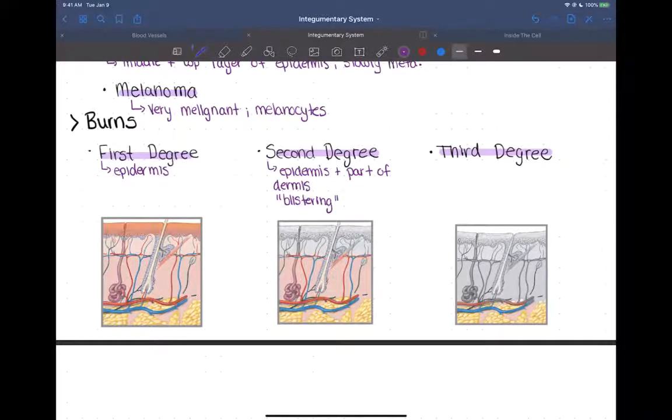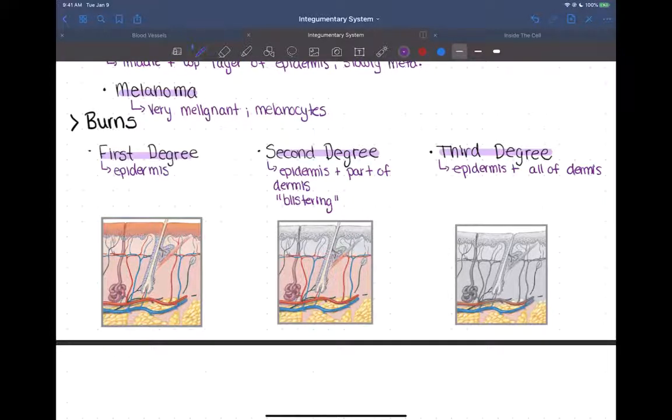Okay, all right, so then if you have a burn that goes through the epidermis and the entire dermis all the way down to that subcutaneous tissue, that is going to be a 3rd degree burn. All right, so epidermis and all of the dermis. Okay, and so that is also called a full thickness burn. Okay, and so these are very, very serious, especially if they're covering large areas of the body.